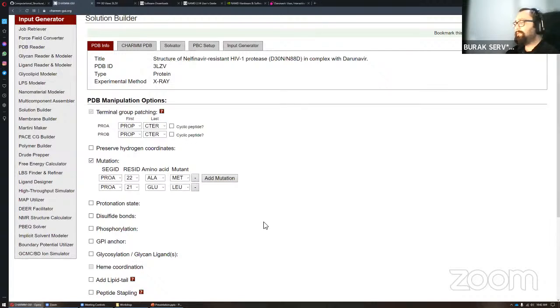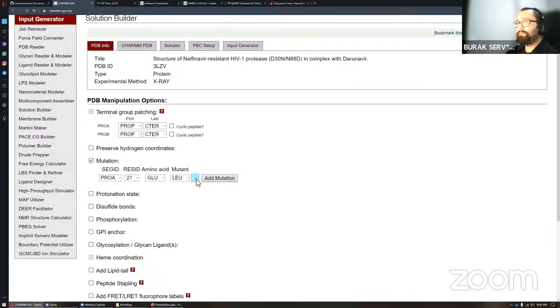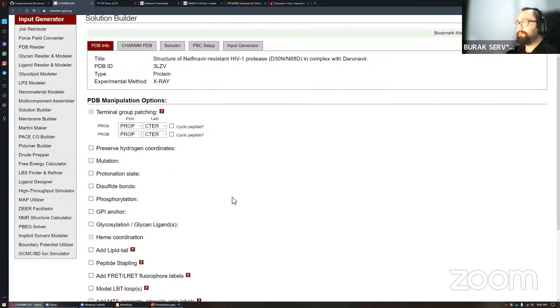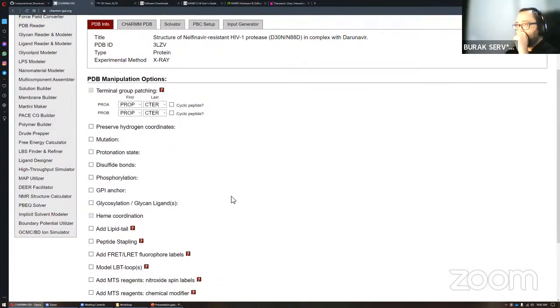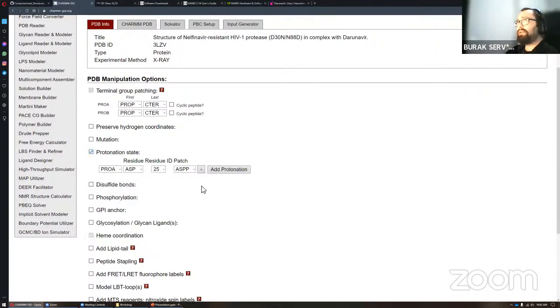But for this workshop, we will not use any mutation on the structure. So I want to delete this part and we can disable this part. Okay, the next one, protonation state. Again, with CHARMM-GUI, you can apply any protonation to some amino acids on your structure.